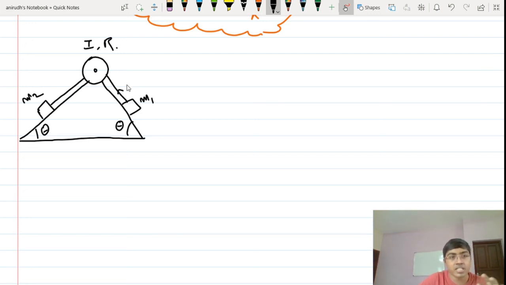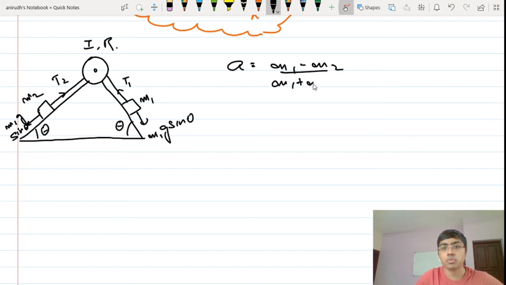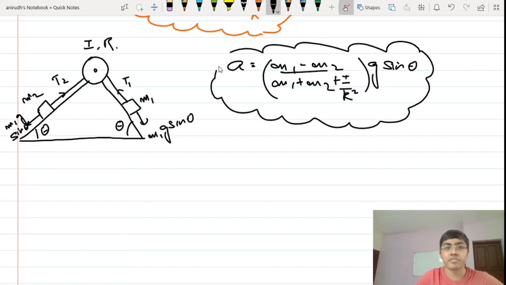And as I said, the tension across the pulley will be unequal because the pulley is having a mass, it is having a moment of inertia. So this is T1 and this is T2, and this will be M1 G sine theta, and this is the M2 G sine theta, right? When I try to solve this kind of a question, I will be getting the value of acceleration as (m1 minus m2) divided by (m1 plus m2 plus I upon r square) multiplied by g sine theta. So this is the equation that I will be getting once I solve this kind of a question also.